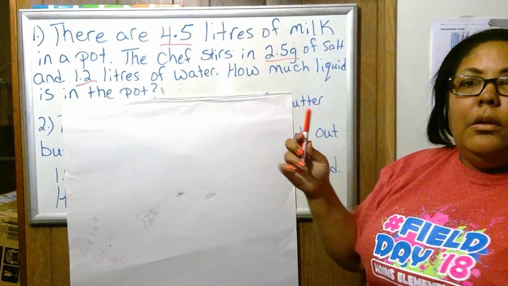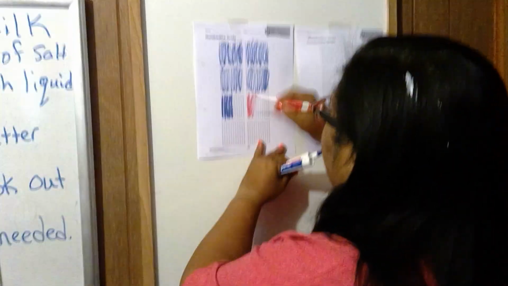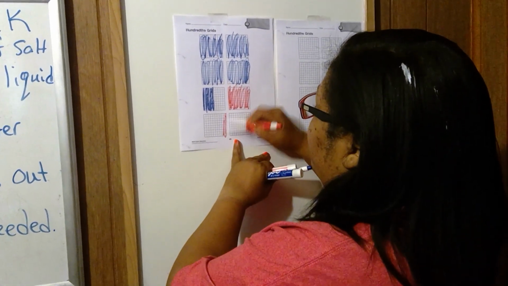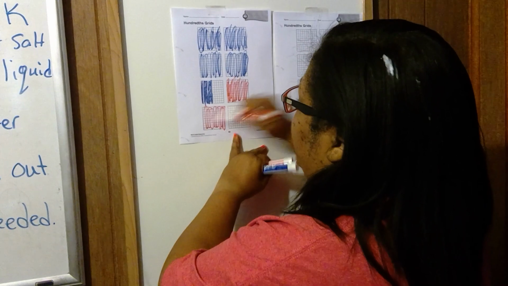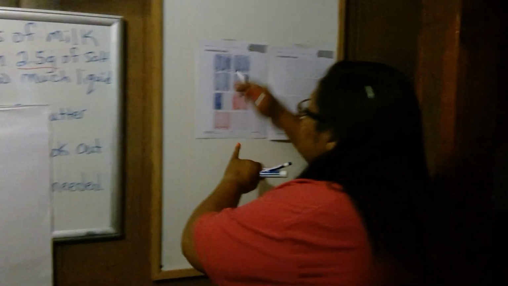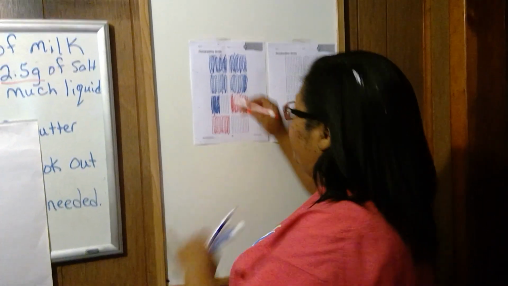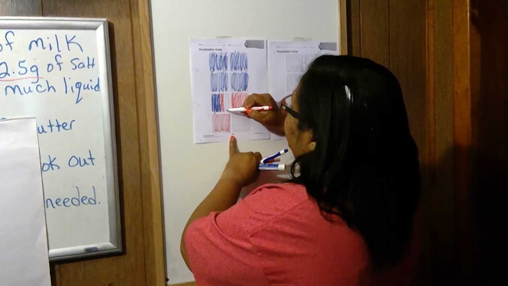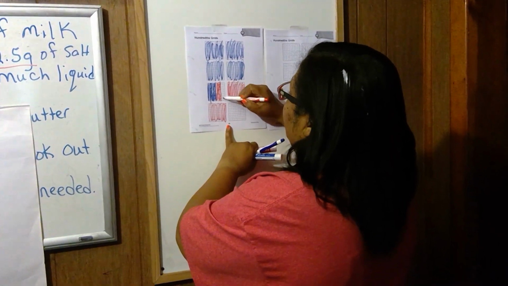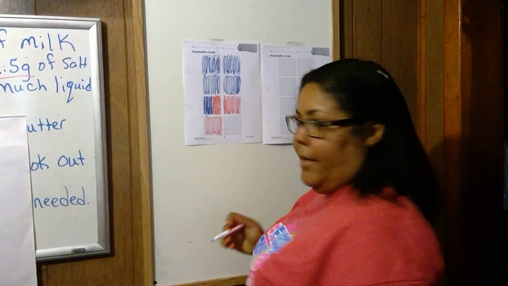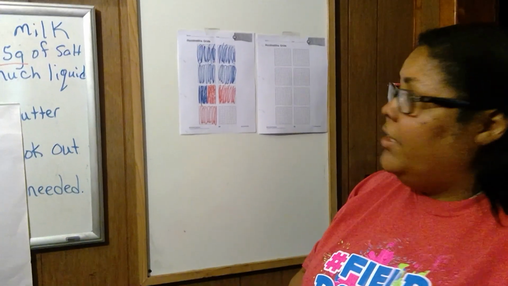I'm going to get a different color marker. 1, 2. Now I'm going to add in 5 tenths. Since I had some left over from my 4.5, I can use this. 1, 2, 3, 4, 5. Okay, are we done yet?